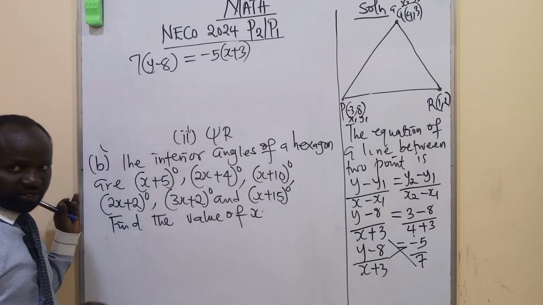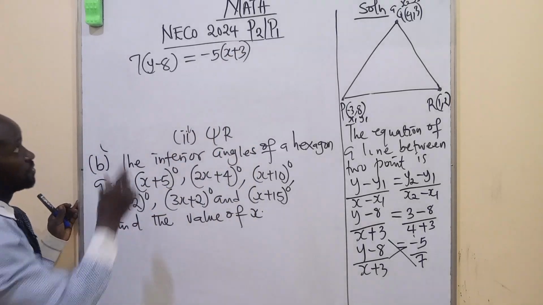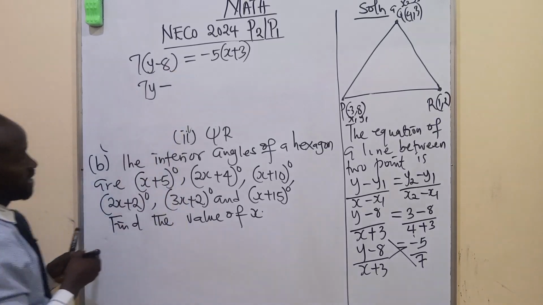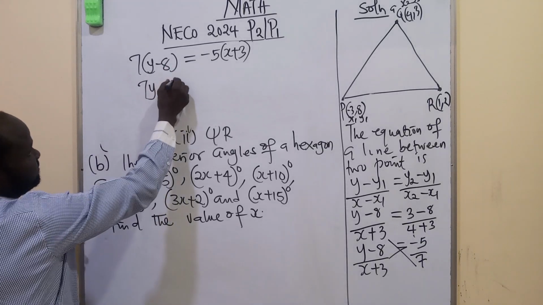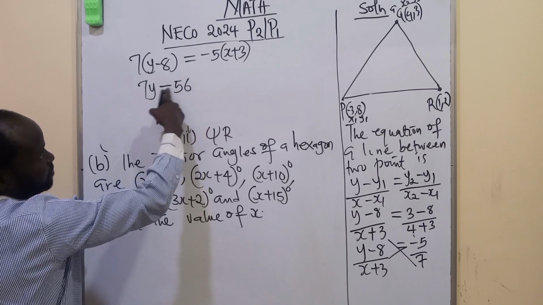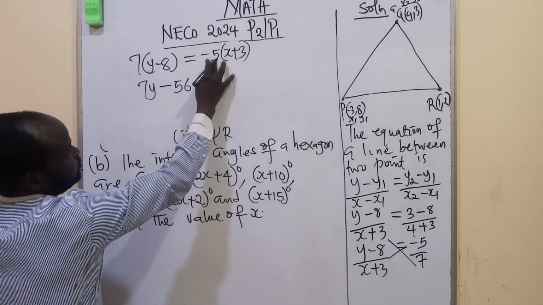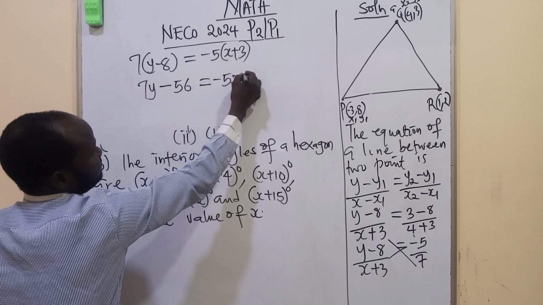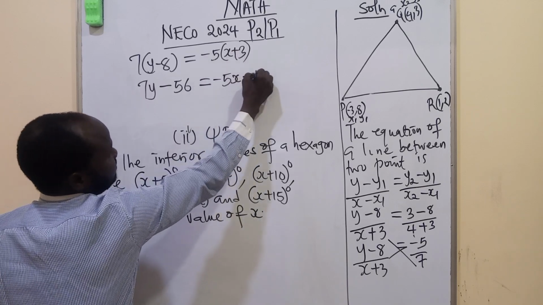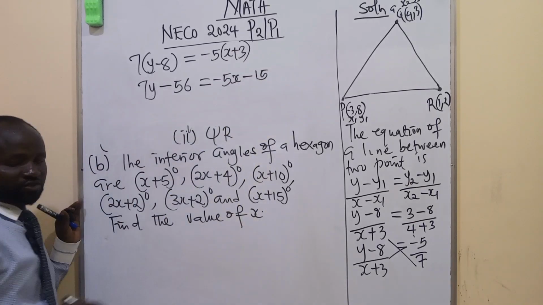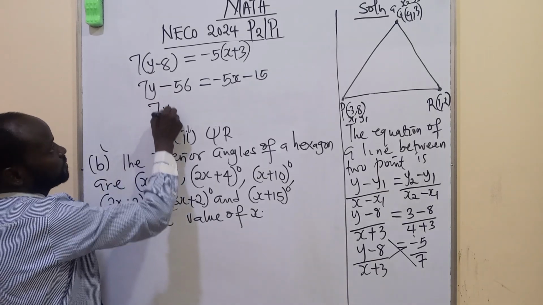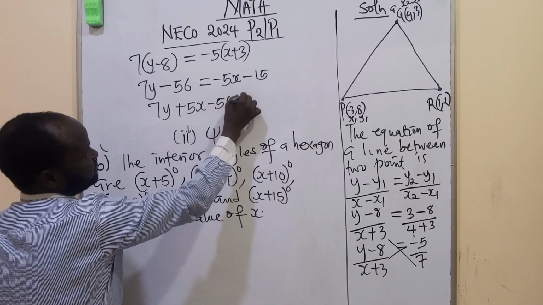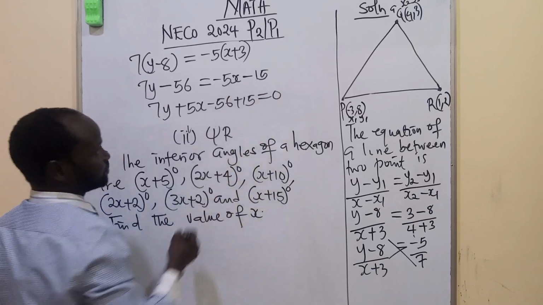So we can clear the bracket here to find the equation. 7 times y, of course, is 7y minus 7 times minus 8. That will be 56, since there is minus here. This will be equals to minus 5 times x is minus 5. Minus times positive is minus 5 times 3 is 15. So we can rearrange this. This will be 7y plus 5x minus 56 plus 15 will be equals to 0.